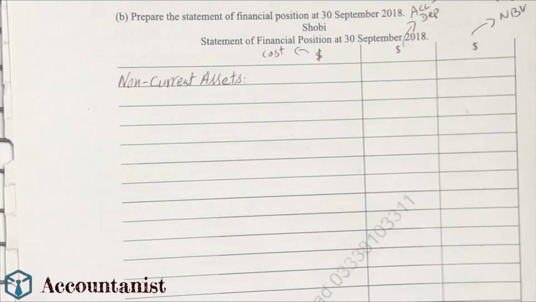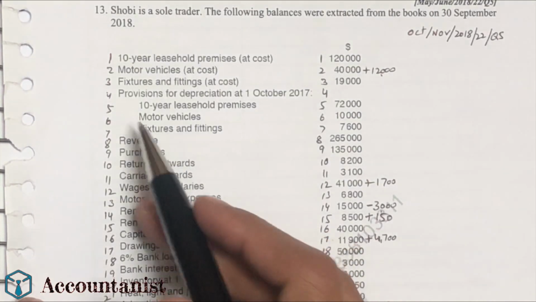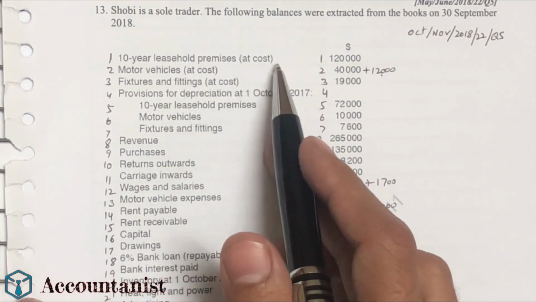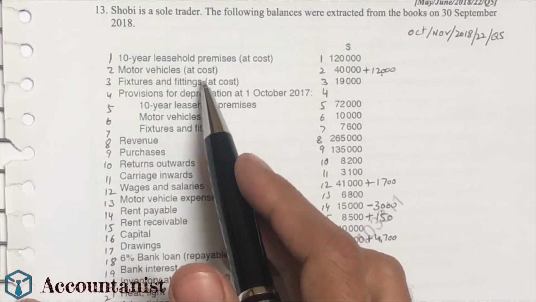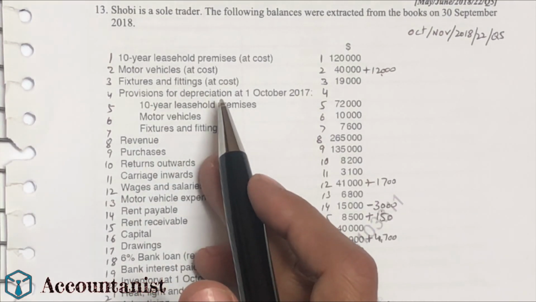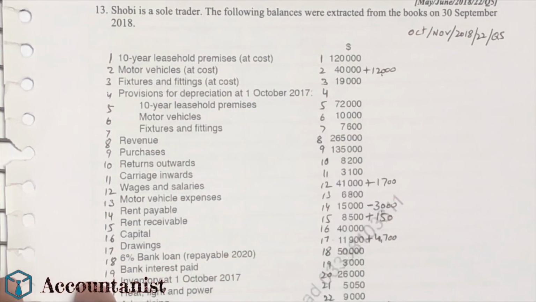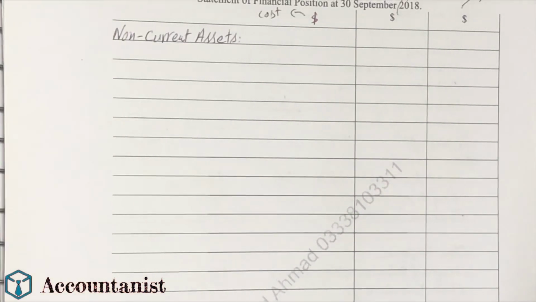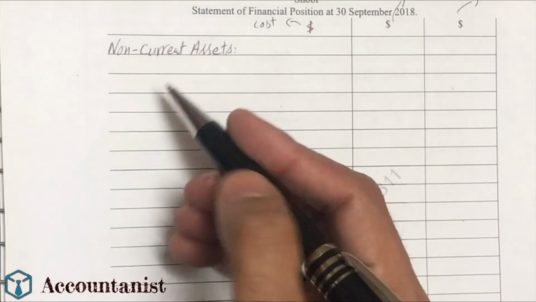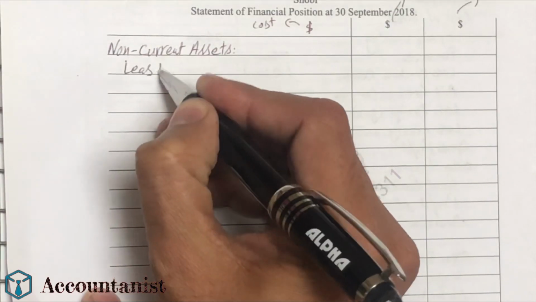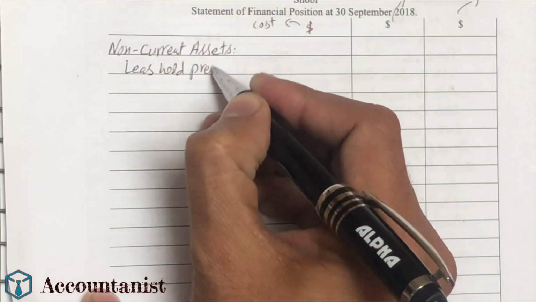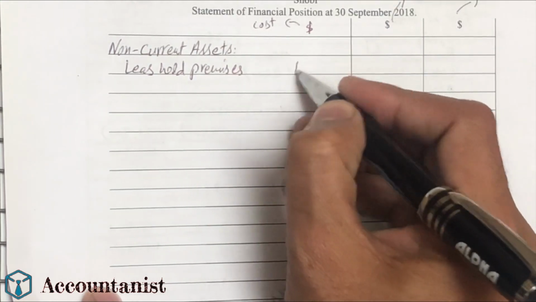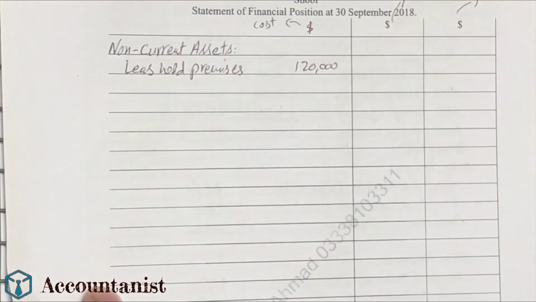We need to come back to the question and see how many non-current assets we have. We have a 10 years leasehold premises, a motor vehicle, and fixture and fittings. Let's start with the leasehold premises. It says that it has a cost of 120,000. So write down here leasehold premises, and that is 120,000. The cost obviously will come up here.